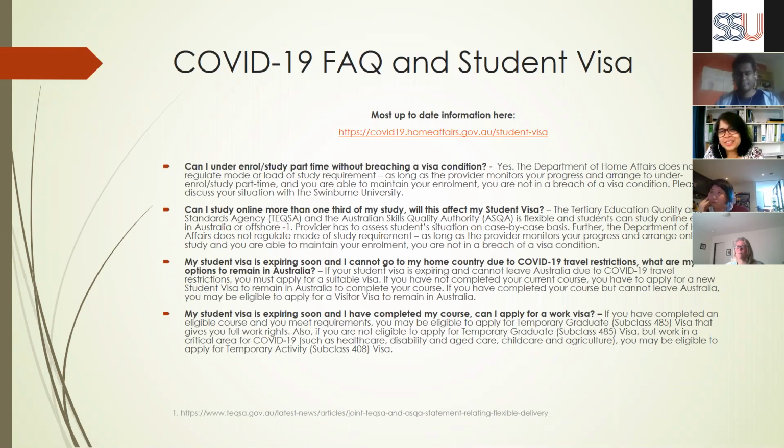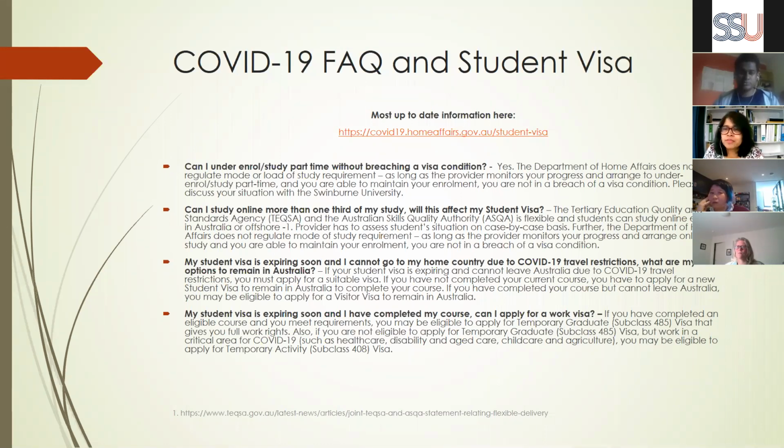Yeah, so as I told you, the best place is to talk to a student representative or an international student advisor regarding that. The other question is: my student visa is expiring soon and I cannot go to my home country due to COVID-19 travel restrictions. What are my options to remain in Australia?